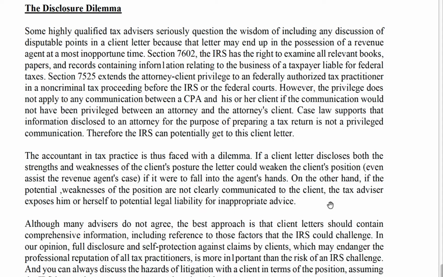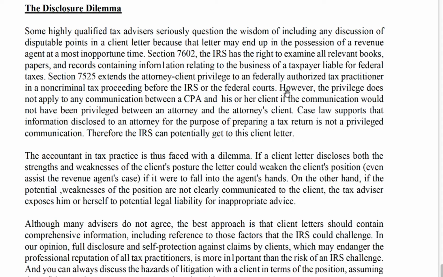Specifically, under Code Section 7602, the IRS has the right to examine all relevant books, papers, and records containing information relating to the business of a taxpayer liable for federal taxes. Now, Section 7525 extends the attorney-client privilege to a federally authorized tax practitioner in non-criminal tax proceedings before the IRS and federal courts.